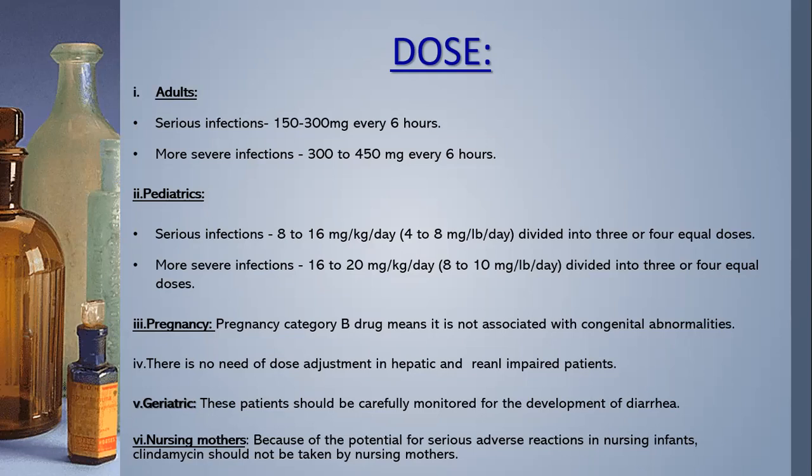In pregnancy, the drug falls in category B, which means it is not associated with any congenital abnormalities. Also, there is no need of dose adjustment in hepatic and renal impaired patients. In geriatrics, we have to give this drug clindamycin very carefully. While we are giving it, we have to monitor those patients who are geriatric for the development of diarrhea. And it should not be taken by nursing mothers as it can cause potential serious adverse reactions.